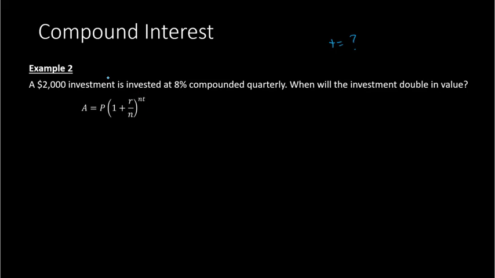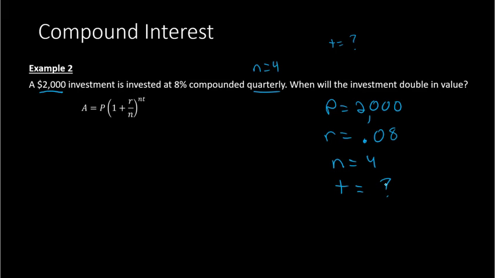All right, so the principal is $2,000. So that's the amount you're investing. It's invested at 8%, so the rate is 0.08, compounded quarterly. Quarterly means it's compounding 4 times within a year. So n is going to be 4. All right, t is unknown. That's what we're trying to find. So then A, the amount at the end, is going to be doubled. So the principal is being doubled, which means the amount at the end is going to be $4,000.